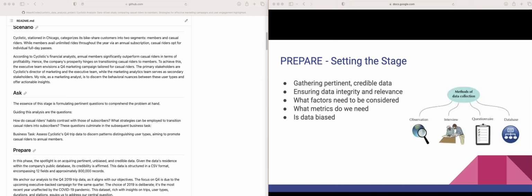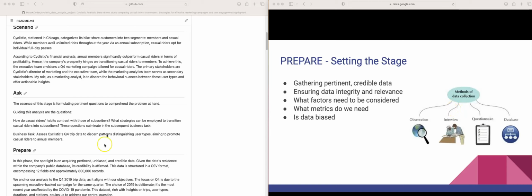Next is the prepare stage. This is all about setting the stage. It's about gathering pertinent, credible data. It's about ensuring data integrity and relevance. It's about considering the factors and what metrics are needed, and if the data is biased. Now, there's many methods of data collection, as highlighted with this: observation, interview, questionnaire, and database. But when you're collecting data, you need to make sure that it is not biased. That's what I mean by data integrity. Data integrity could also mean the completion of data and the correctness of the data, but that's another topic.